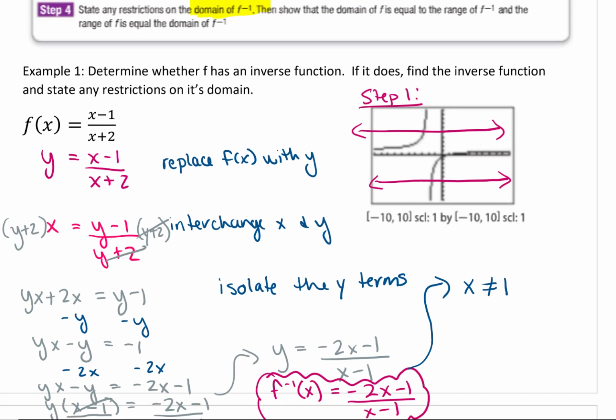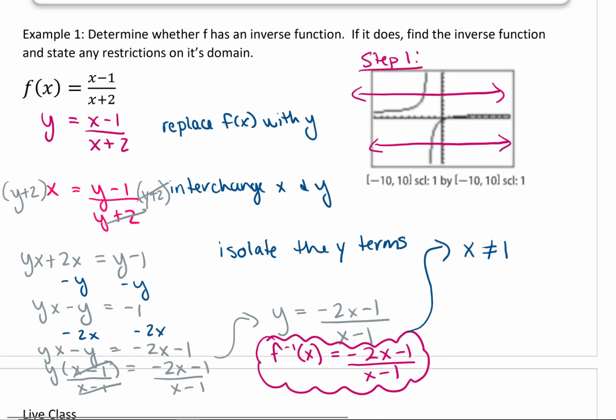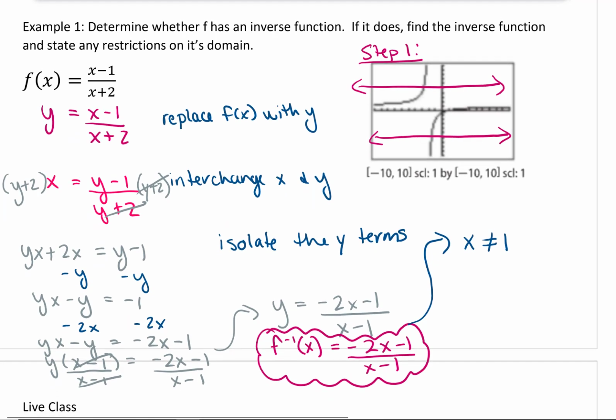Going back to step 4, it says, then show that the domain of f is equal to the range of the inverse, and the range of f is equal to the domain of the inverse. So that sounds a little bit confusing. Think about what the inverse is. The inverse is where we swap x and y and then solve for y. If we're swapping x and y, that means we're really swapping our domain and range as well. So we found the domain for the inverse.